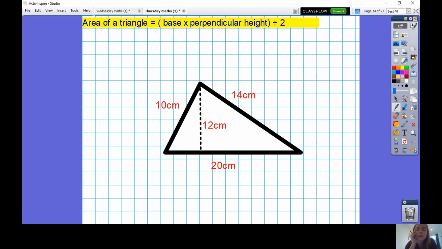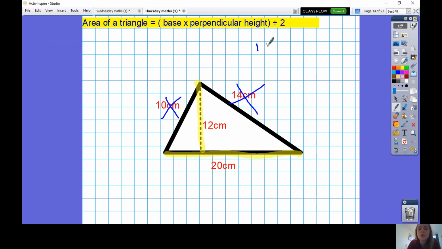Okay, let's have a look at this one. Which 2 measurements do you think I'll be using? Where can you see the right angle? Say it out loud. Which 2 measurements will you be using for your base times perpendicular height? Well done if you are going to use 20 and 12. 14 has been put there to trap us, as has 10.